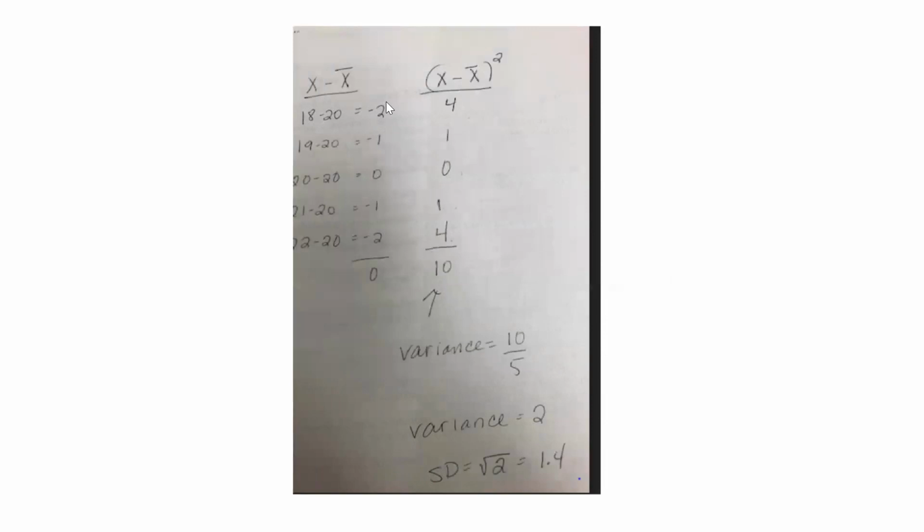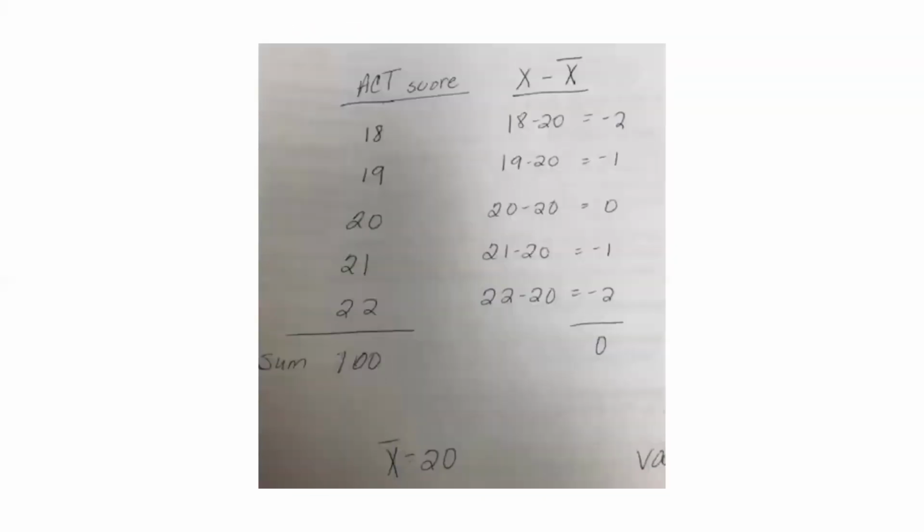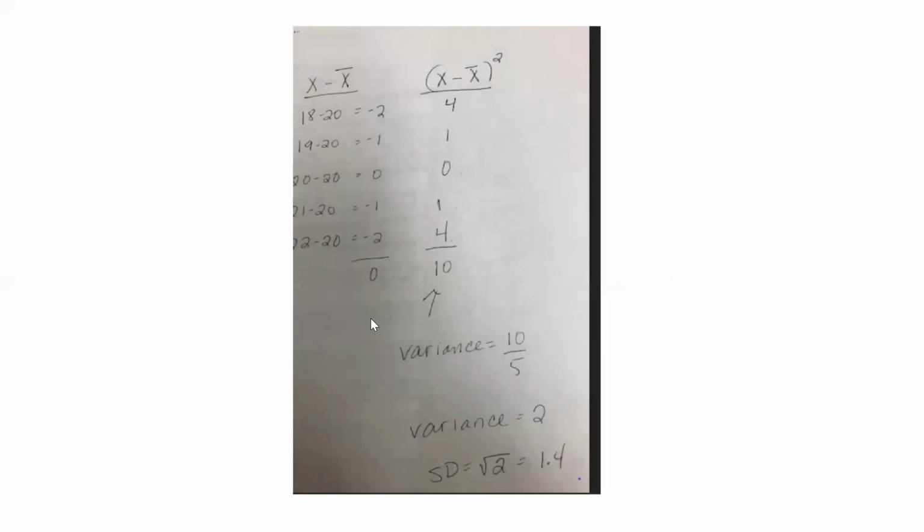Okay. Now, I can't work with a 0. That doesn't really tell me how these scores here deviate from the mean. I want to know how different they are from the average. That's really what I'm doing here. So I square these numbers.